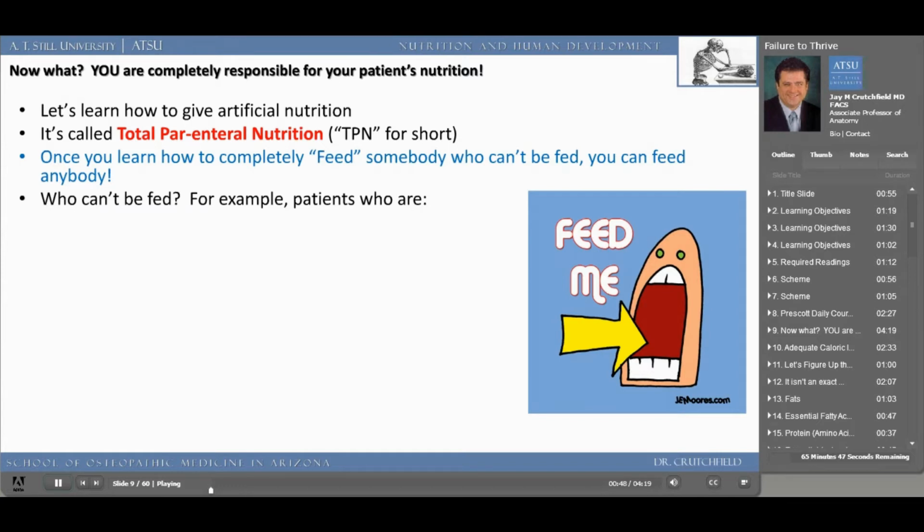So let's take a look at some patients who simply can't be fed. And this was one of the learning objectives. Who are people that cannot be fed enterally? Enterally, of course, means by mouth, using their intestines. Well, sometimes we operate on patients and we can't feed them right away. Patients who have removed pieces of their small bowel or their colon.